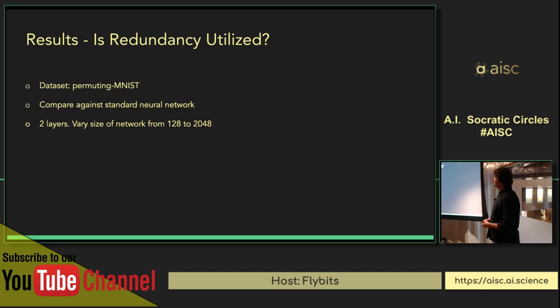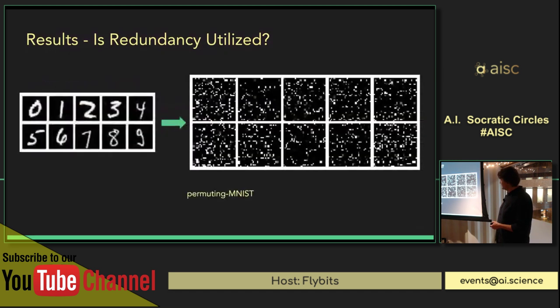So what they did was they used the data set permuting MNIST. They also added a standard neural network. I think this is a feed forward neural network. Well, it has to be because their PSP networks are two layers, and they change the number of parameters. They start with 128, and they double it every time.